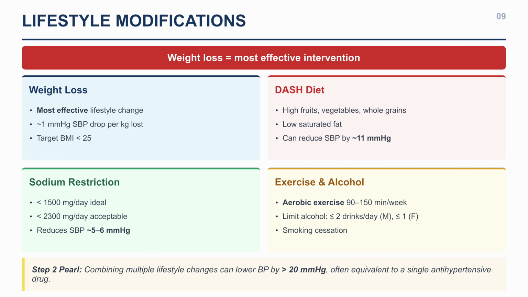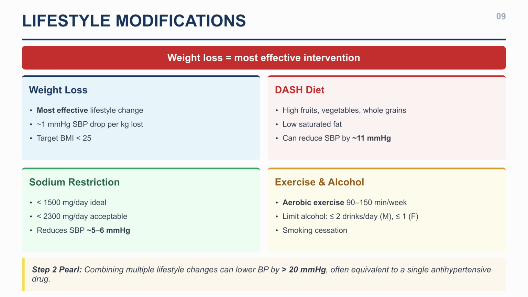Second, the DASH diet. High in fruits, vegetables, and whole grains, low in saturated fat, can reduce systolic pressure by about 11 millimeters of mercury. Third, sodium restriction. Aim for less than 1,500 milligrams per day ideally, or less than 2,300 as an acceptable goal. This reduces systolic pressure by about 5 to 6 millimeters of mercury.